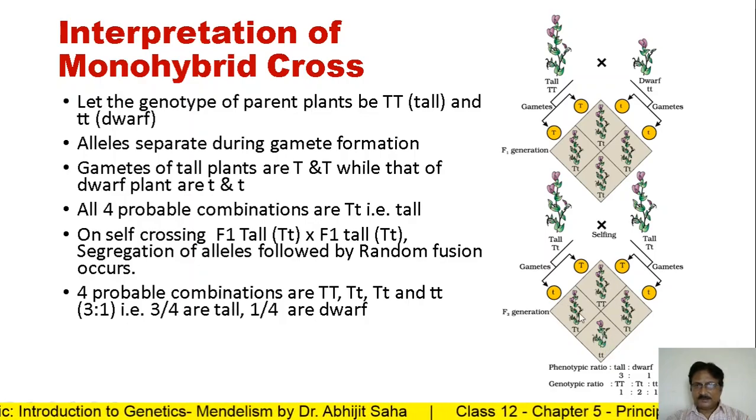Now here you find these three are tall and this is dwarf. So the ratio is 3 is to 1. The phenotypic ratio is 3 tall to 1 dwarf. But if you see the genotype, capital T capital T is only 1, capital T small t there are two such, and small t small t is 1. So 1 capital T capital T, two numbers of capital T small t, and one number of small t small t. So the genotype ratio becomes 1 is to 2 is to 1.